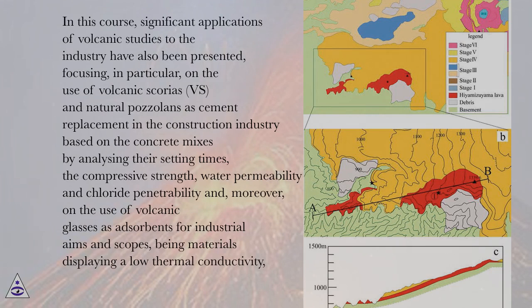In this course, significant applications of volcanic studies to the industry have also been presented, focusing, in particular, on the use of volcanic scorias, versus natural pozzolans, as cement replacement in the construction industry based on the concrete mixes by analyzing their setting times, the compressive strength, water permeability and chloride penetrability, and, moreover, on the use of volcanic glasses as adsorbents for industrial aims and scopes, being materials displaying a low thermal conductivity, a low density and a high resistance to fire in perlite aggregate plasters.